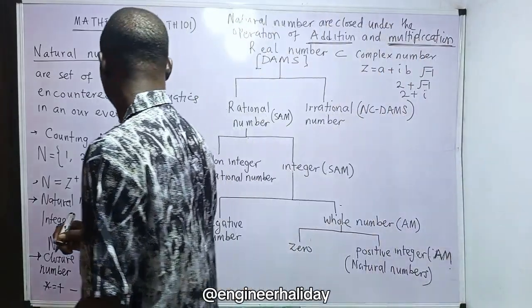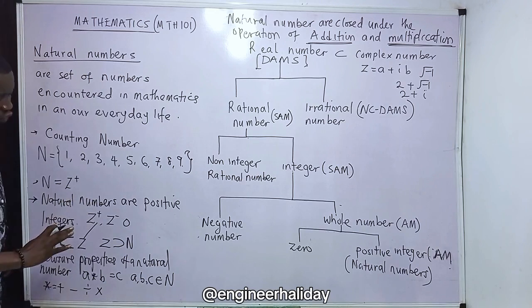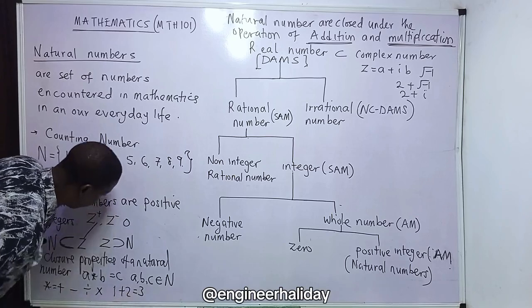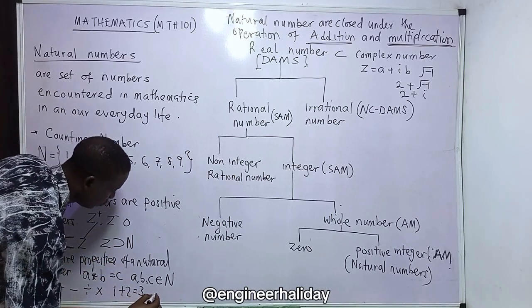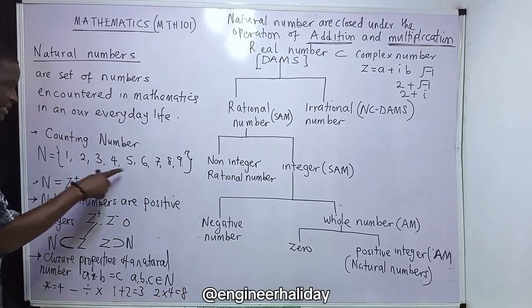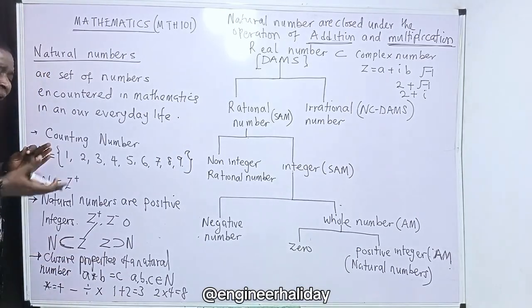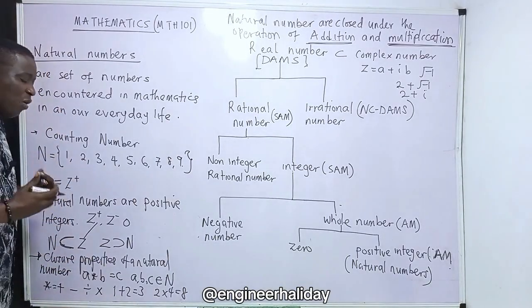Now, look at the board for this natural number. When we say natural numbers are closed under addition and multiplication, I mean if you have 1 plus 2, it gives you 3. Now, 3 is part of the natural numbers. If I say 2 times 4, it is 8, and 8 is also a natural number. So it must not go out of the set of natural numbers, even when we are operating two numbers.